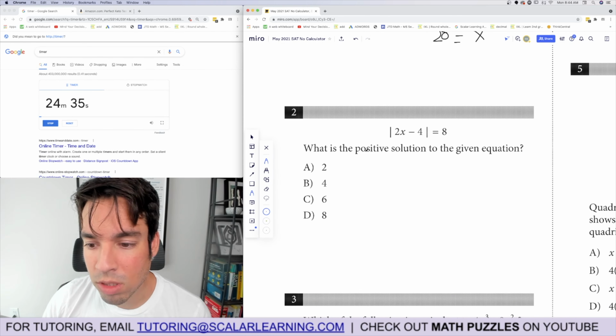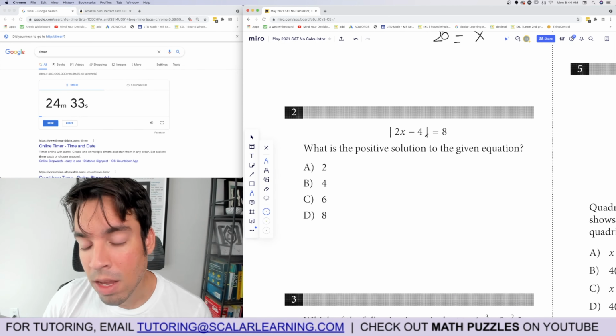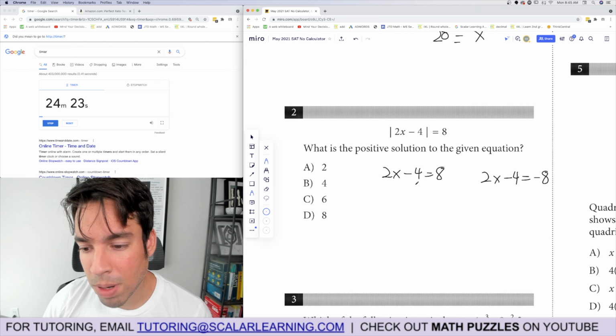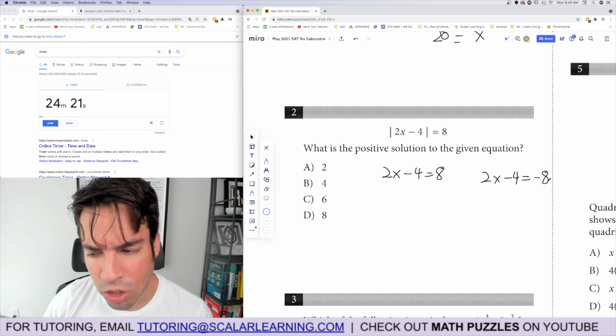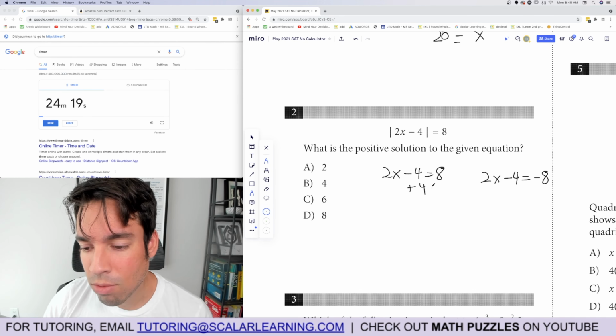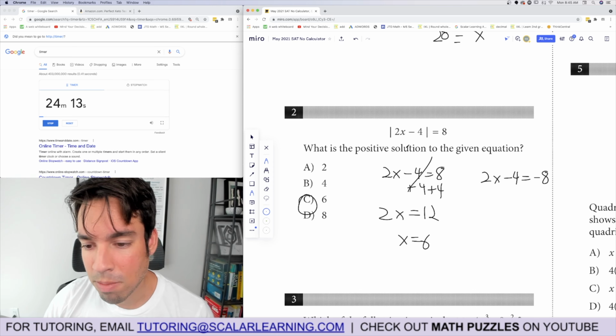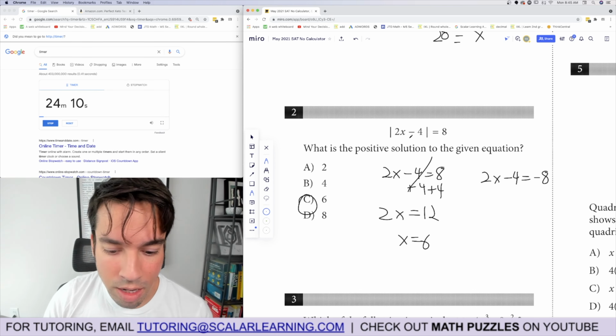Here we go. Absolute value. What's the positive solution to the given equation? Now, I could probably do this mentally, but I'm just going to split it how I would normally solve it. You bifurcate it into two equations: 2x minus 4 equals 8 and 2x minus 4 equals negative 8. We want the positive, so I'll disregard this one. I'm pretty sure that's going to give me the negative one. Add 4, boom, 2x equals 12, x equals 6. And then we're going to verify by plugging it back in. 6 times 2 is 12, minus 4 is 8, boom, done.